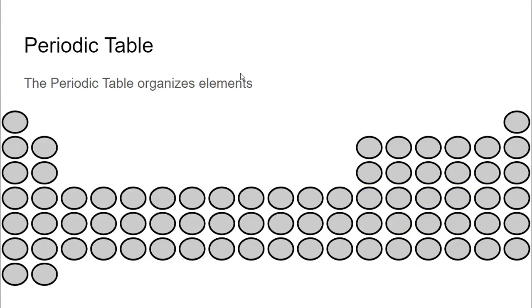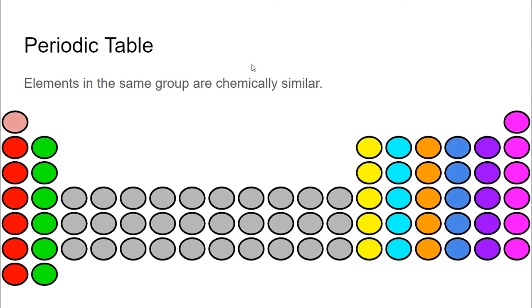The periodic table organizes elements. Elements that are arranged in the same column as another element are going to be chemically similar. Columns on the periodic table are called groups. Rows on the periodic table, rows go back and forth. Rows on the periodic table are called periods. We're going to be much more concerned about groups than we are with periods because groups are chemically similar.